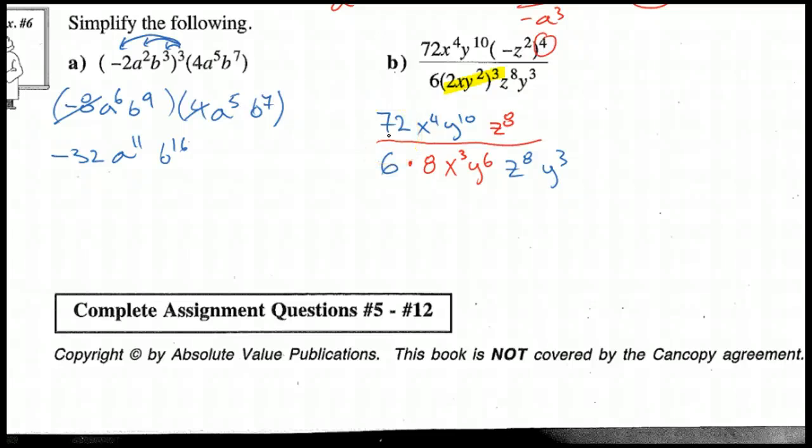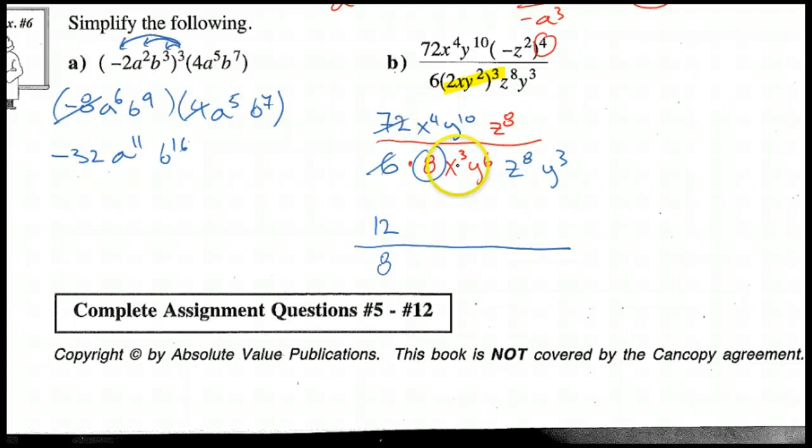72 divided by 6, well, that's just 12. I have some x's here, some x's in the bottom. Let me do my line first of all here. And I have an 8 at the bottom here, which I forgot to write. So there's that 8.